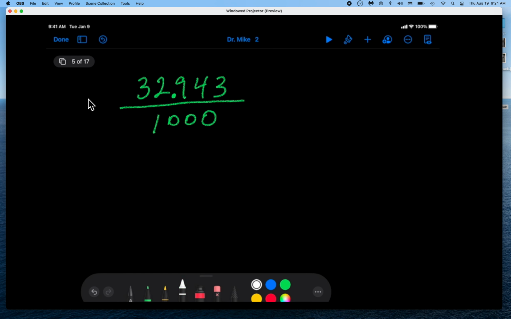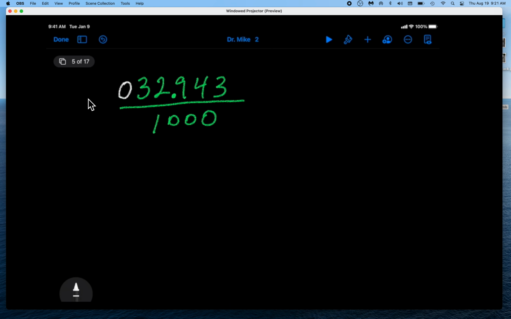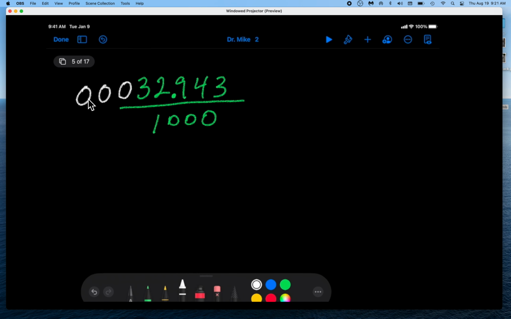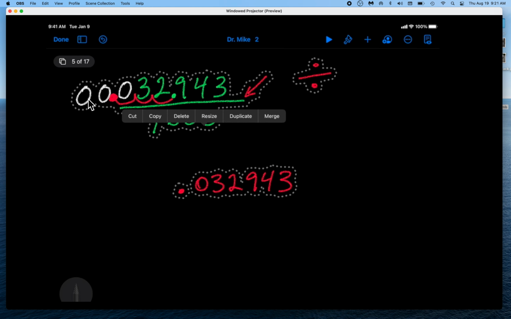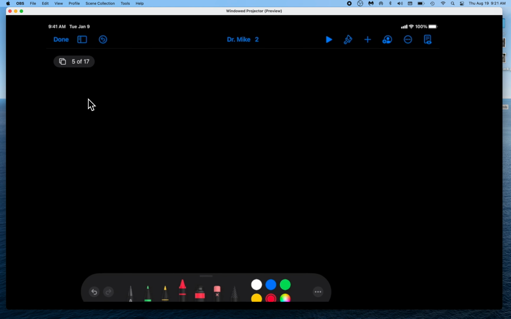So what I'm going to do here is put placeholder zeros. I don't like moving the decimal place into outer space. Now we're going to take this decimal place. Since we're dividing, remember the division symbol has a fraction line. We're going to get smaller, so we go this way. 1, 2, 3. Our final answer, 0.032943. Smaller. Division. I think you folks got it. Let's move on to the next one.